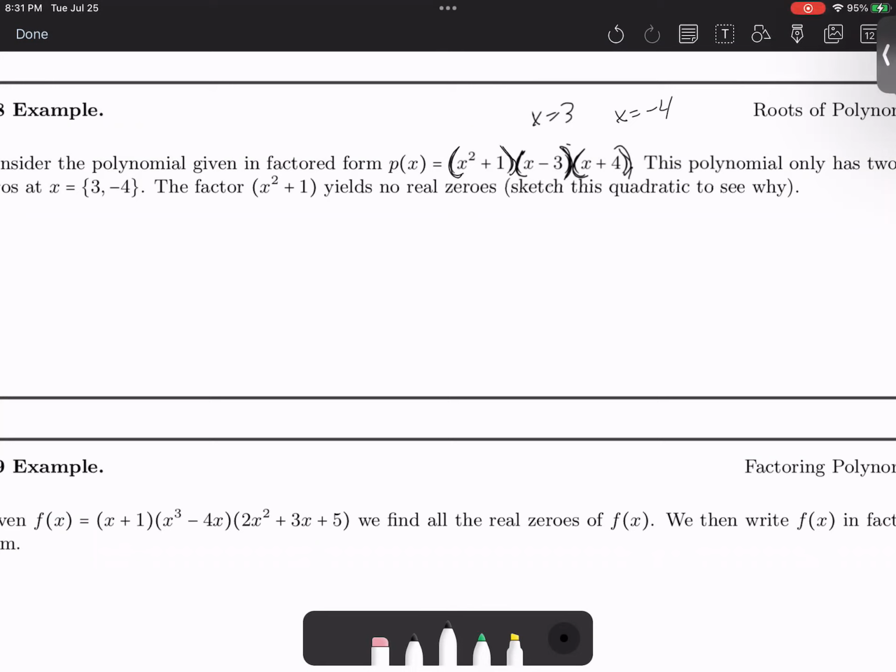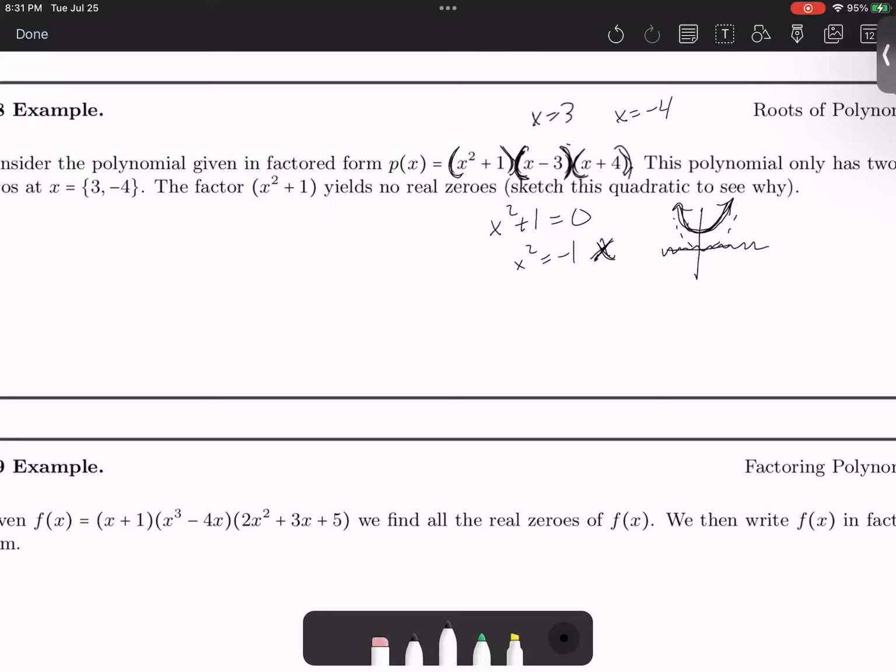This factor, however, even though it adds to the degree of the polynomial, it doesn't give us any more real zeros, because if I think about x squared plus 1 and I set that equal to 0, there's nothing that's going to make that equal 0. Right? x squared is equal to minus 1. That's not true. That never happens. In fact, x squared plus 1 is the x squared function shifted up by 1 unit. Right? This doesn't have any zeros. It never crosses your x-axis.